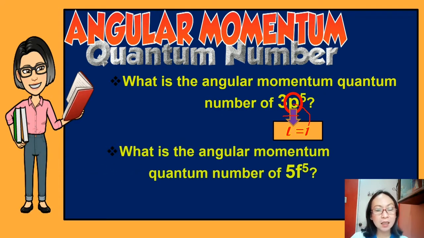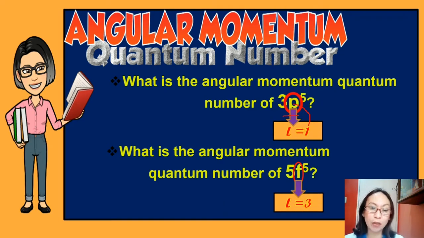Next is, question is, what is the angular momentum quantum number of 5F5? So again, look at the sub-level, which is F. And then think, what is the value of F? And that is 3. Okay? So, I hope this is very clear for the angular momentum quantum number.